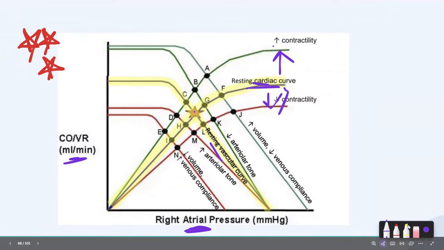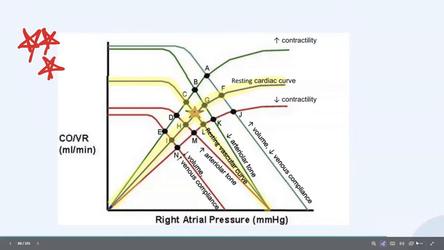See, if you take all these things step by step, they're not difficult at all. If you look at this graph, suddenly you're going to be overwhelmed, of course, but remember to always do things step by step with these graphs. Okay, now let's look at the resting vascular curve.